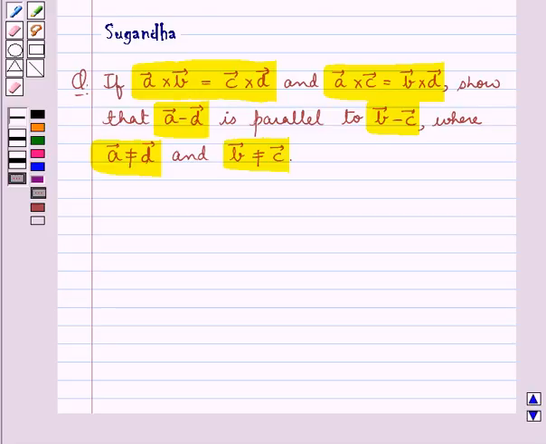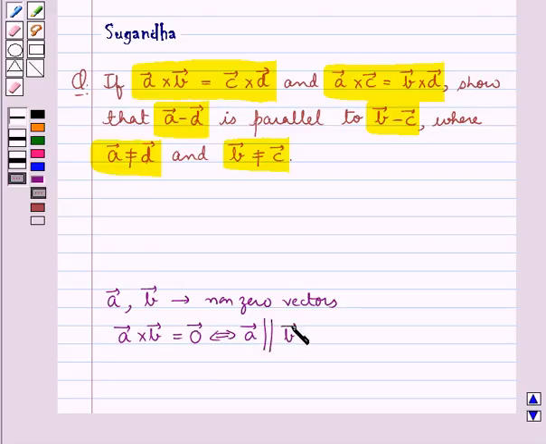Before we move on to the solution, let's recall the condition when two given vectors are parallel to each other. So if we have vector A and vector B as two non-zero vectors, then vector A cross vector B is equal to zero vector if and only if vector A is parallel to the vector B. This is the key idea that we use in this question.